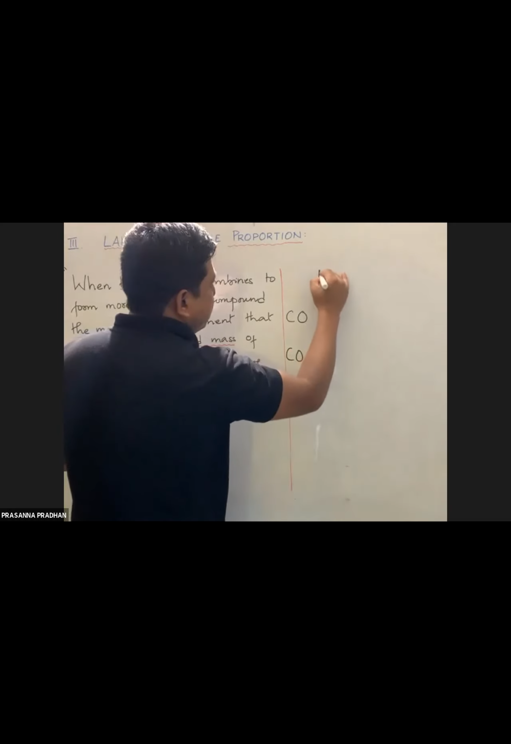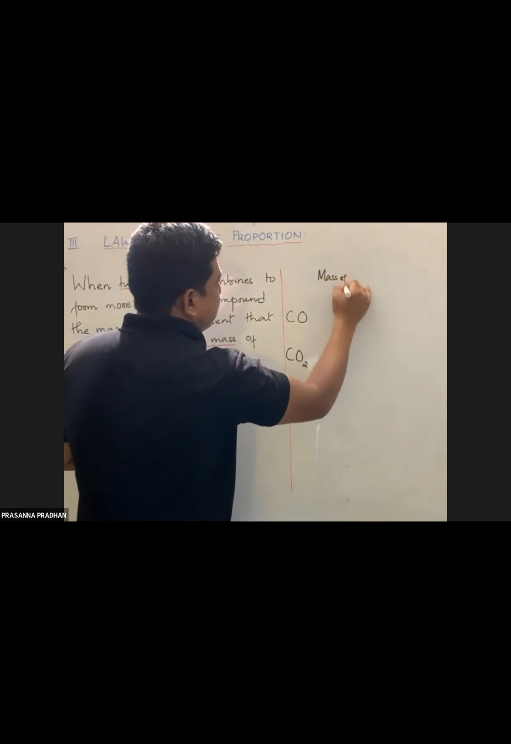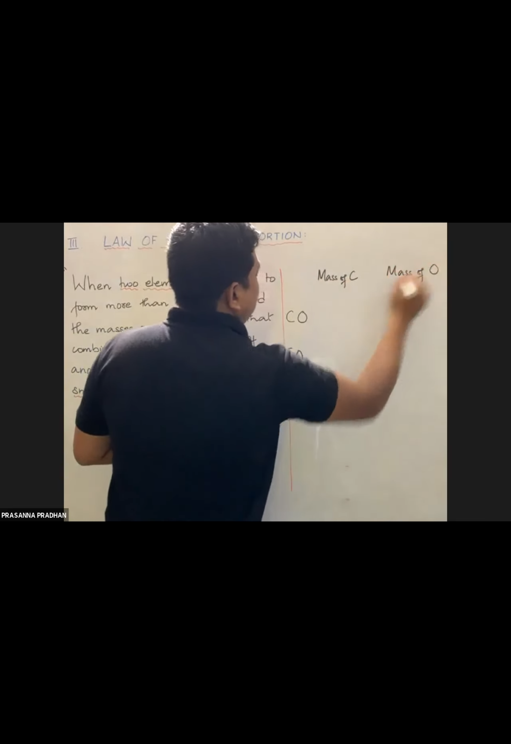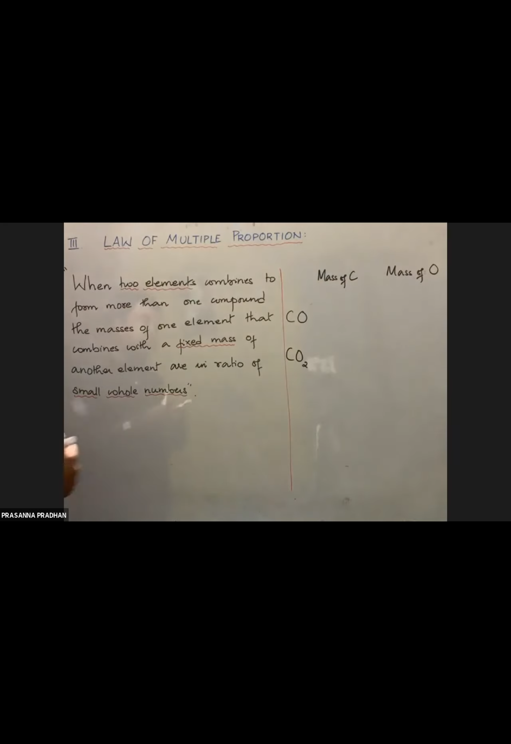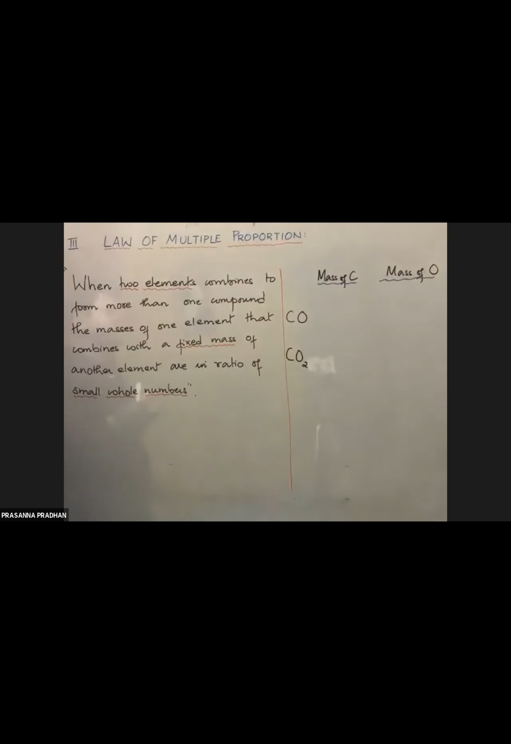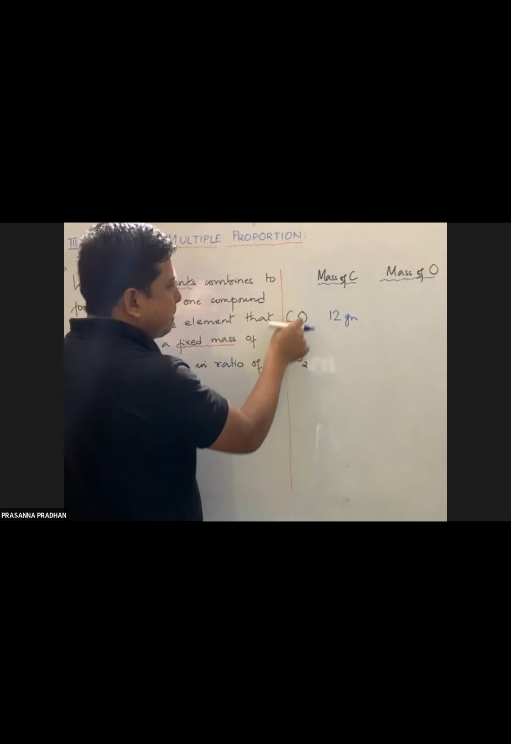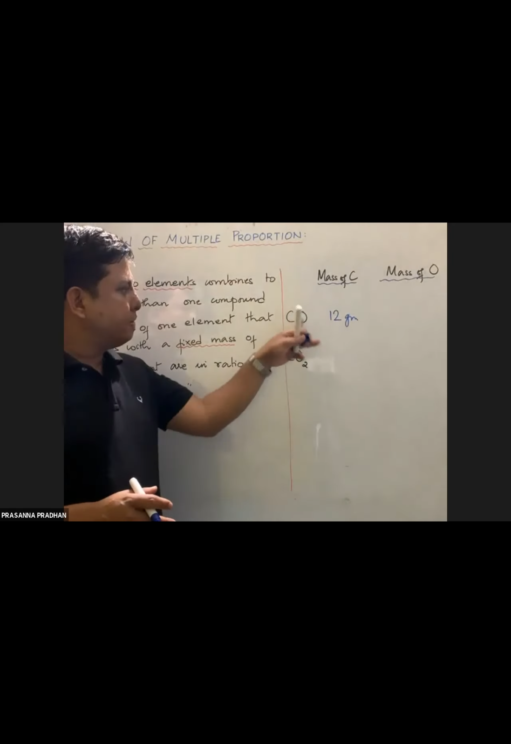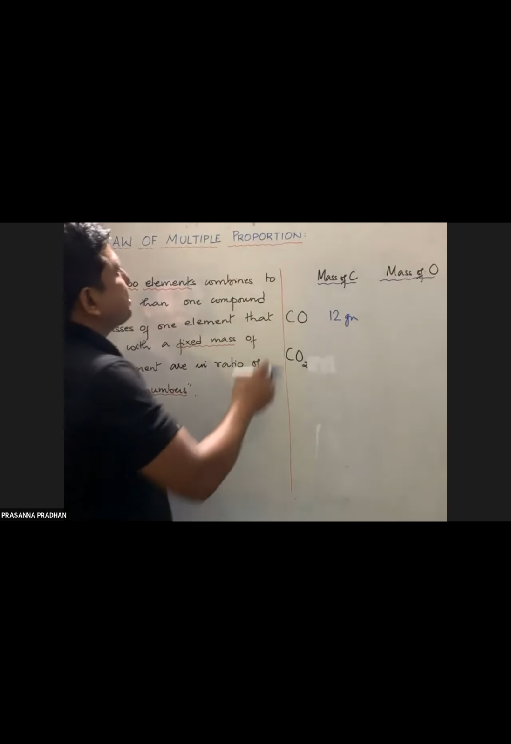Okay, so here I'll be writing mass of carbon and here I'll be writing mass of oxygen. I will just try to explain you in this way. Now what is the mass of carbon out here in carbon monoxide? 12. So here two elements, carbon and oxygen, have combined to give you more than one compound. And what is the mass of oxygen, by the way, out here? 16.